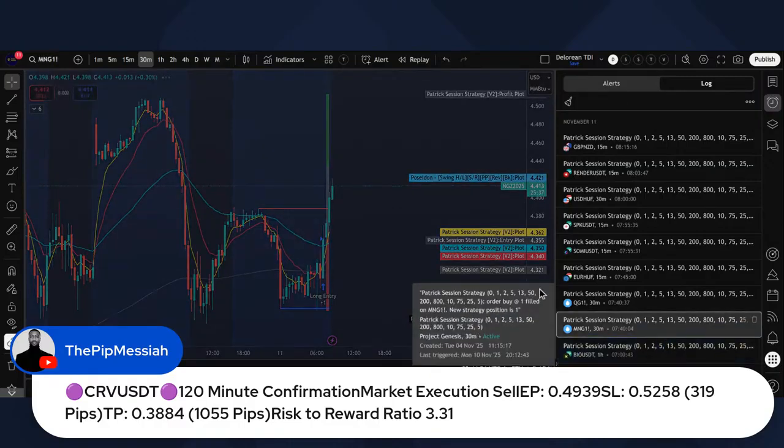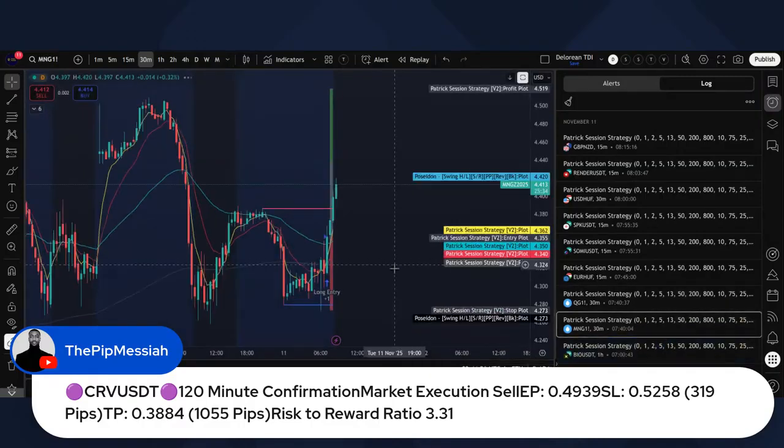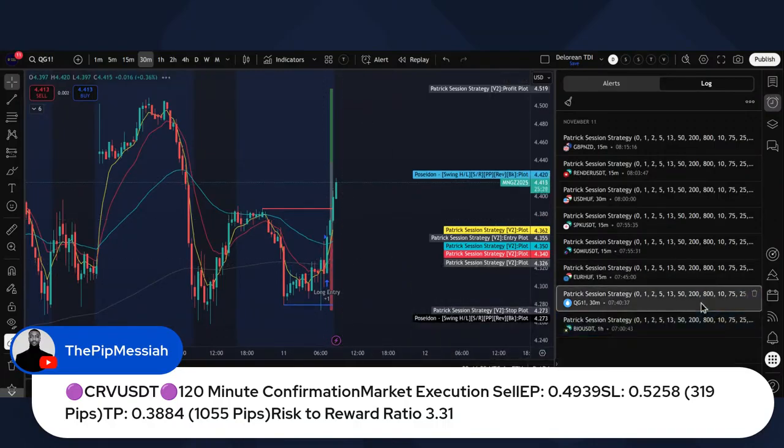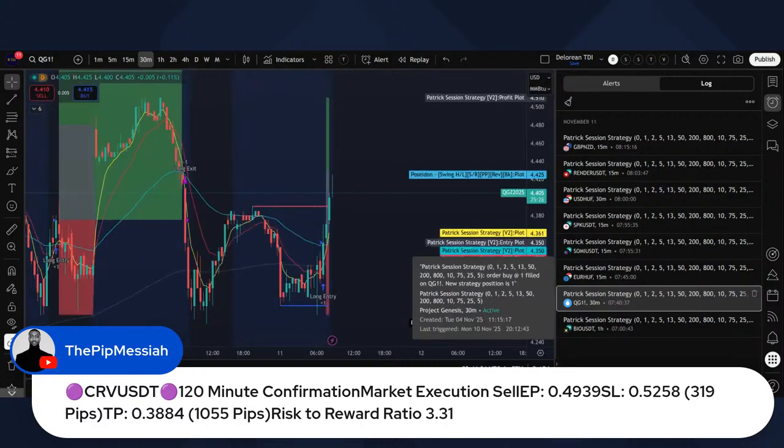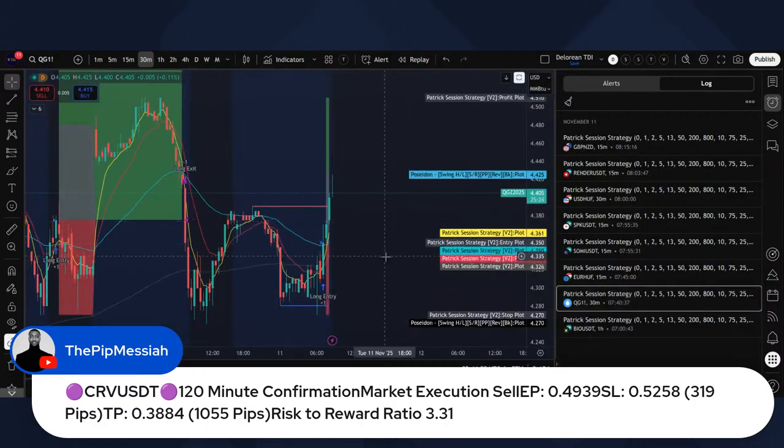This is micro natural gas. Same pattern. Won't be entering that trade. And we have the same thing on CL, which is crude oil. Won't be entering that either.